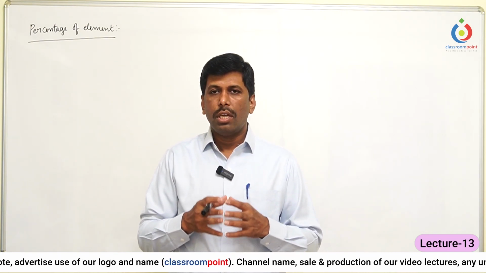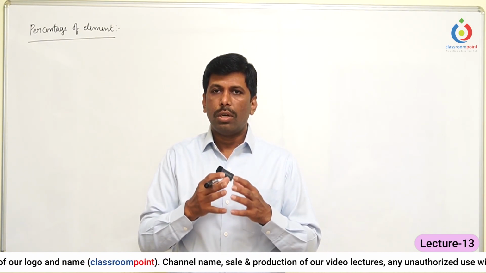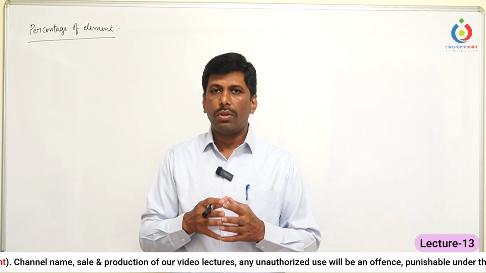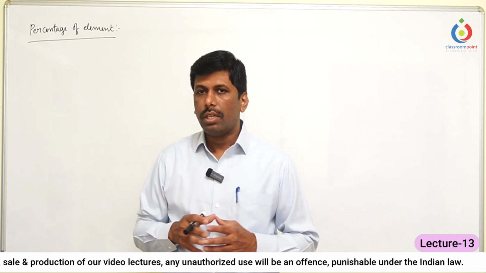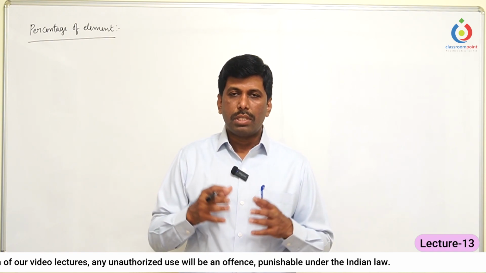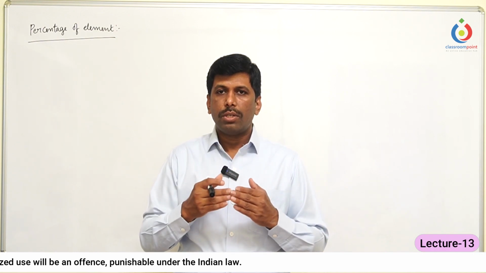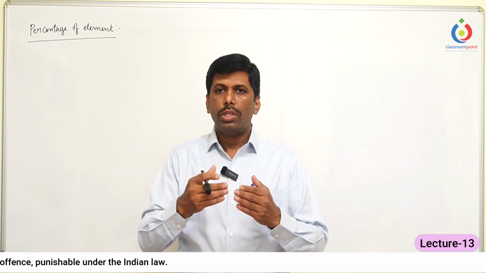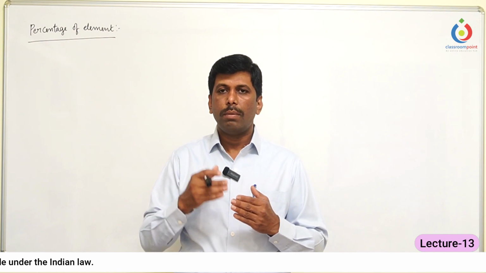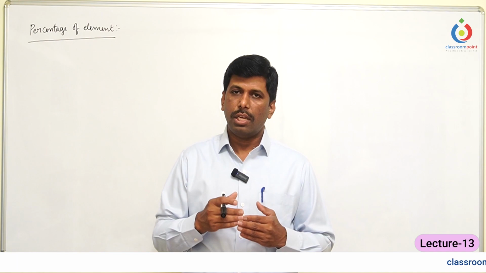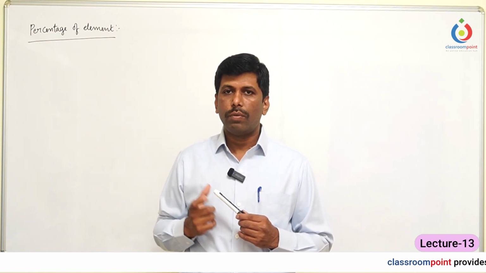In such cases, how much mass of every element and its percentage is present in that compound is called the percentage of the element in a compound. So percentage of the element is nothing but the ratio of the mass of the element to the molecular mass of the compound multiplied by 100. Let us see the definition along with the formulas.